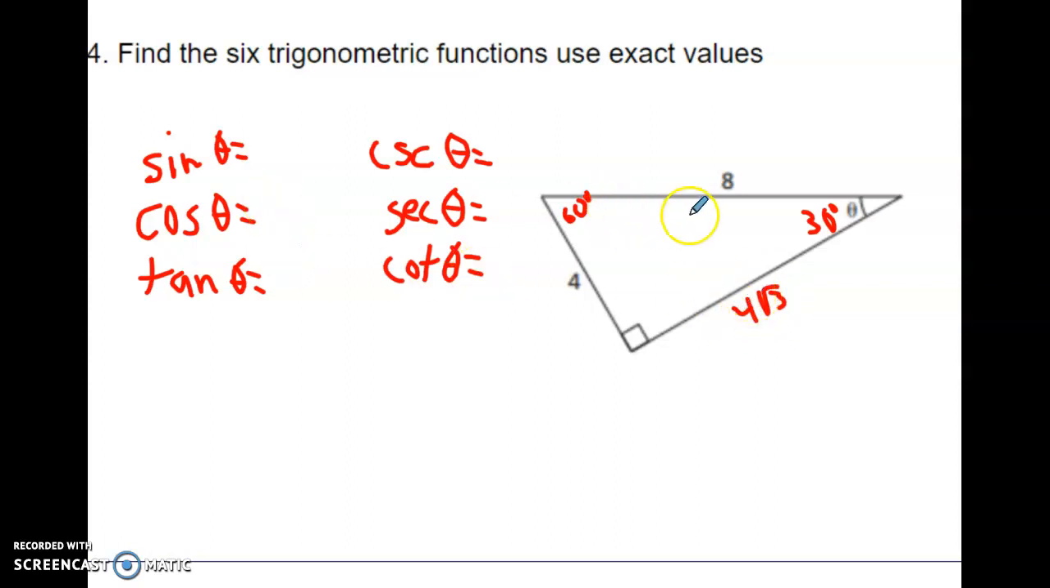So now sine of theta, and theta is this angle that we're looking at right here, so I'm going to circle it so you know which one I'm looking at. Sine is 4 over 8, which reduces to 1/2. Cosine is 4 square roots of 3 over 8, but the 4 and the 8 reduce to 1/2, so it's just the square root of 3 over 2.